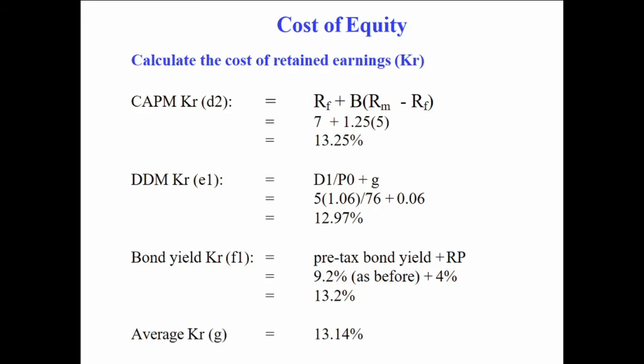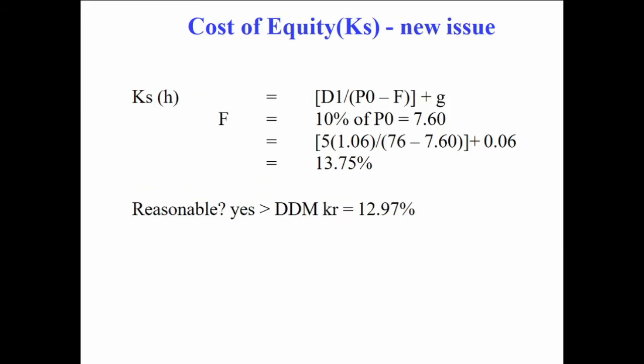So if we use the bond yield plus risk premium approach, we can see that our cost of retained earnings is 13.2%. So if we look at all of the methods we use to determine the cost of retained earnings, we can determine an average cost of retained earnings, which is 13.14%. So now that we have looked at how to determine the cost of retained earnings, we can compare that to the cost of new equity.